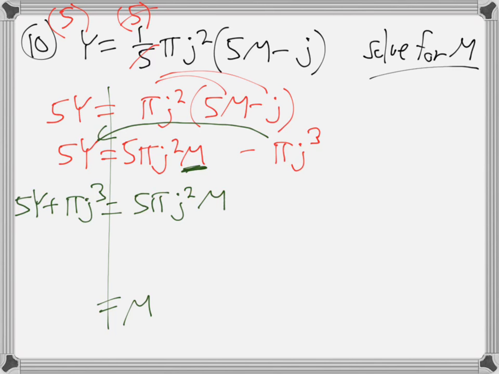Okay, and now, what do we do? M wants to be alone. Divide by 5 pi j squared. Yeah, just divide. All that stuff is just times the m. So divide it all off, huh? Boom, boom. There it is. M's alone. And I can't cancel that stuff, can I? Because the top has a plus sign. It's glued together. So that's it.